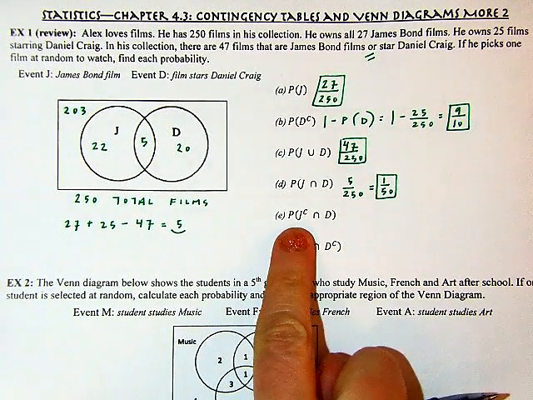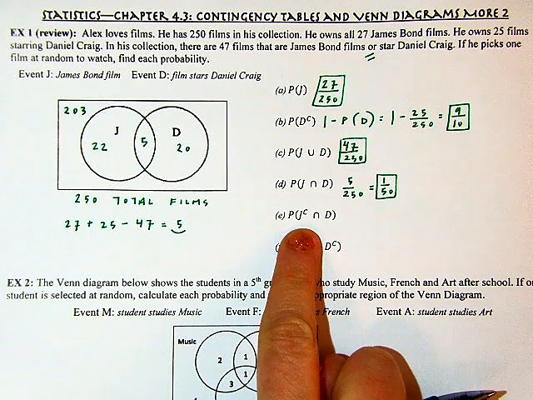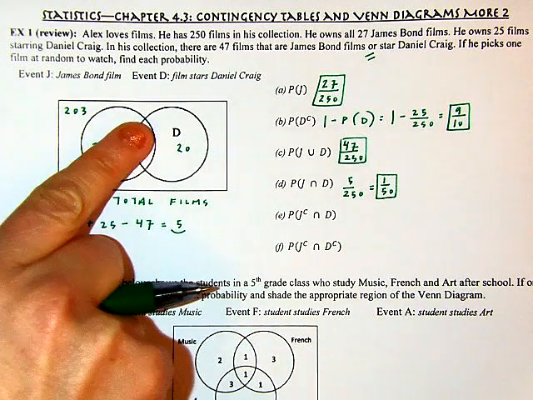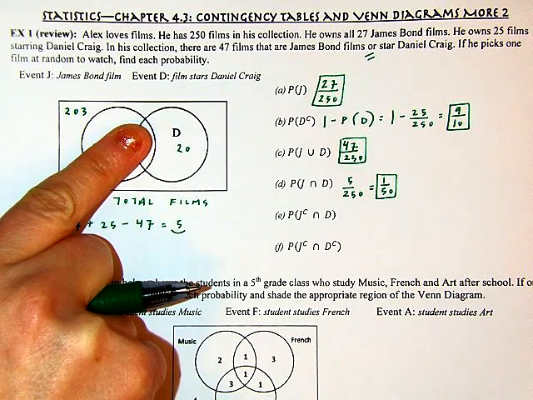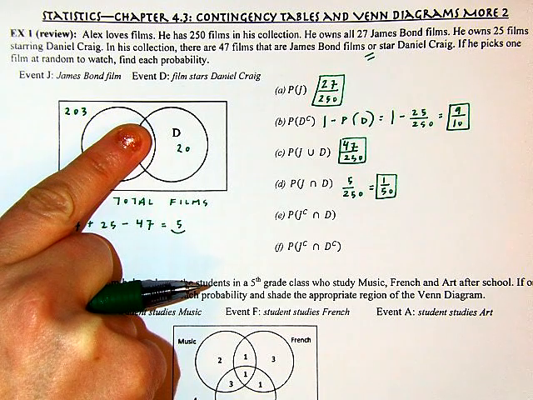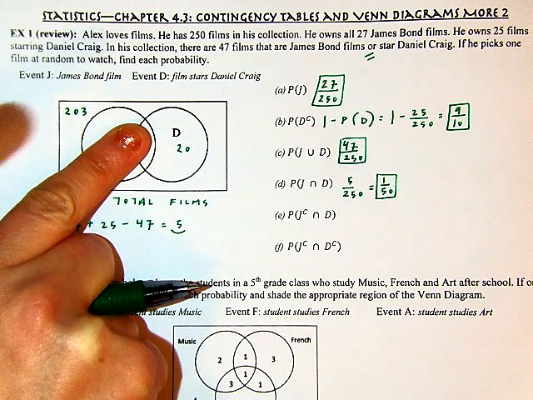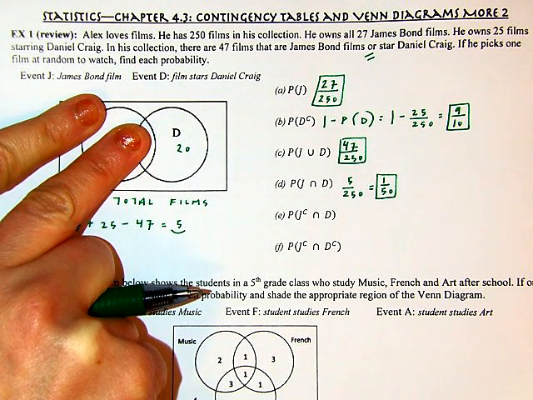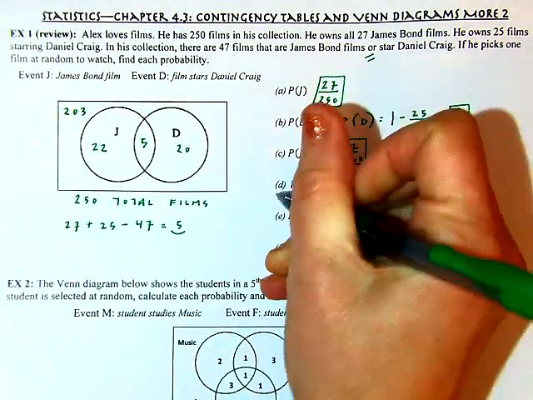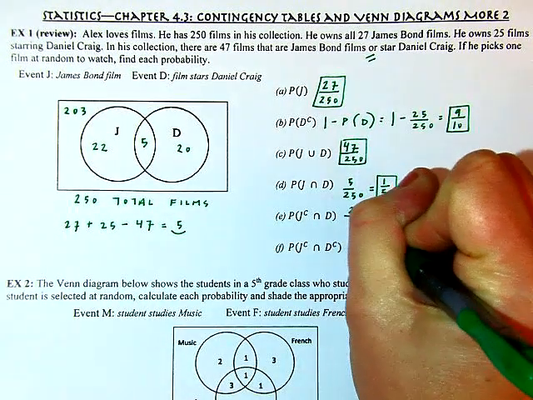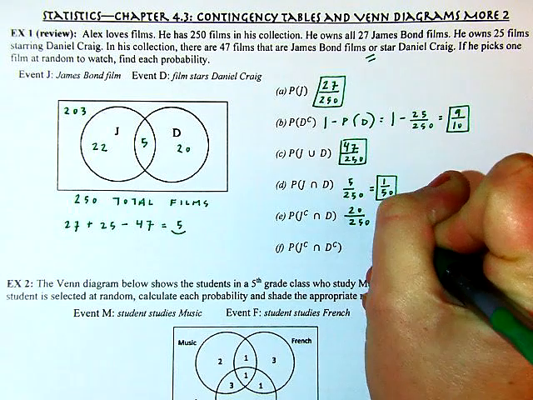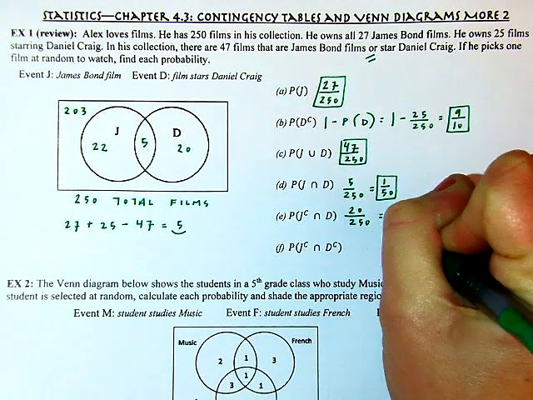Okay, next we're looking at, where is it? It's not James Bond, so it's nothing here, right? So we're looking at what remains, and where does that overlap with it being Daniel Craig? Well, I can block this out of view. It's right there, that little reverse crescent moon shape, that 20 out of 250. Reduce this down to 2 out of 25.